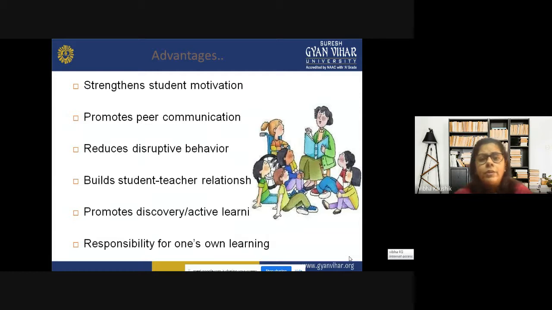Now, the benefits. It strengthens students' motivation to learn. It promotes peer communication between the different members of the group. It reduces disruptive behavior. It builds the student-teacher relationship, so that a bond will be established. It promotes discovery and active learning. There is responsibility for one's own learning: the student is responsible for his or her own learning.